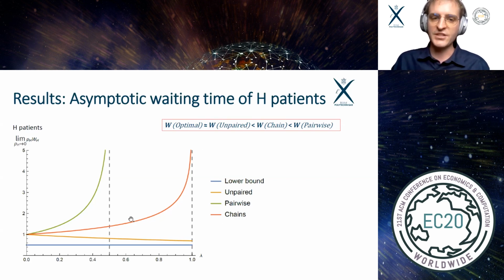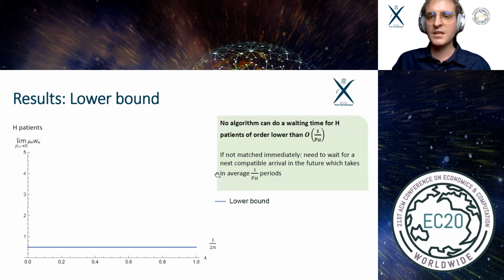It performs better than chains, which is the red line in the graph, and much better than pairwise, which is the green line. So let me break through these different lines to explain the intuition. First, you can show that no algorithm can do better in terms of waiting time than order 1 over pH for hard to match. And this is this blue line here.